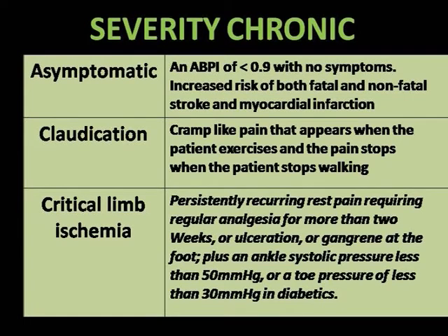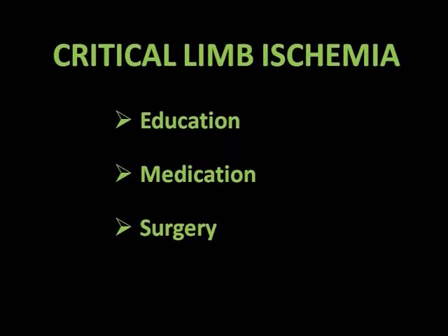Critical limb ischemia is the most severe. These patients have rest pain and/or tissue loss and/or gangrene, with an ankle pressure of less than 50 millimeters of mercury, or in the toe less than 30 millimeters of mercury. We need to intervene on them in a multitude of ways. The first way is with education, the second way is with medication, and the third way, we need to do some sort of surgery on these patients.